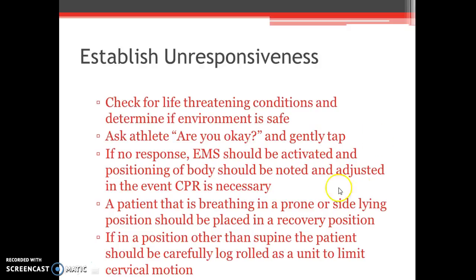Log rolling is how we basically get that patient into a recovery position, and we want to limit cervical motion. So this is what you'll see if you have an athlete that goes down on the football field, and he's unresponsive. You'll see somebody go stabilize head and neck immediately. All the others get there. They stabilize hips, shoulders, knees, ankles, and then they log roll this person into a supine position and onto the spine board.